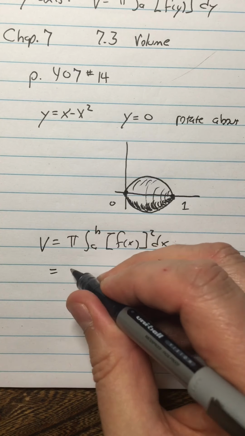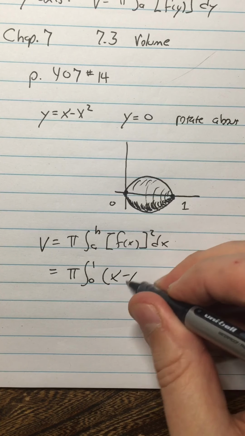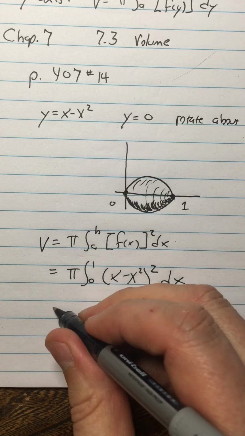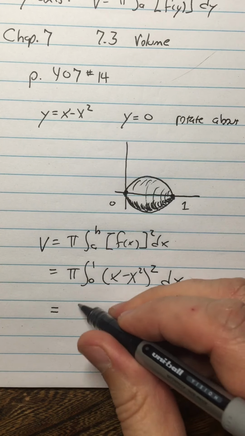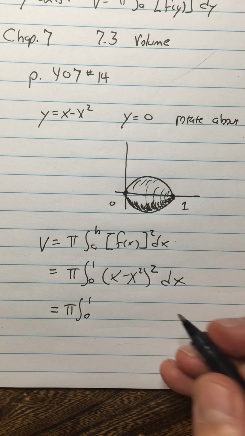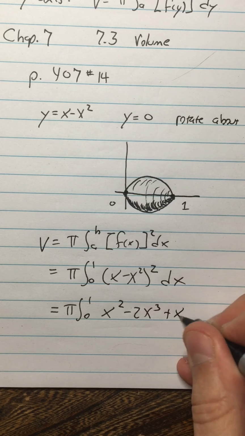So that means that our volume is pi integral 0 to 1 of our f of x, which is x minus x squared, squared. Don't forget that. Don't forget the squared. Don't forget the pi. I'm going to forget them all the time. Integral 0 to 1, don't drop the pi. Square this out. It's not too hard to do. x squared minus 2x cubed plus x fourth dx.